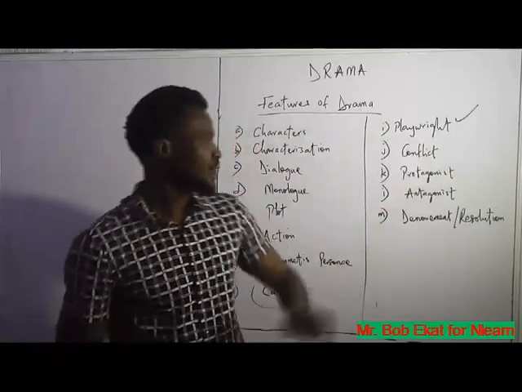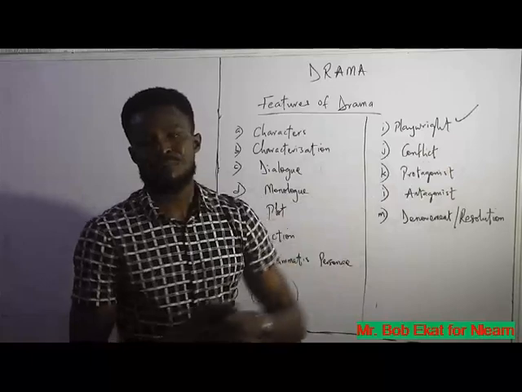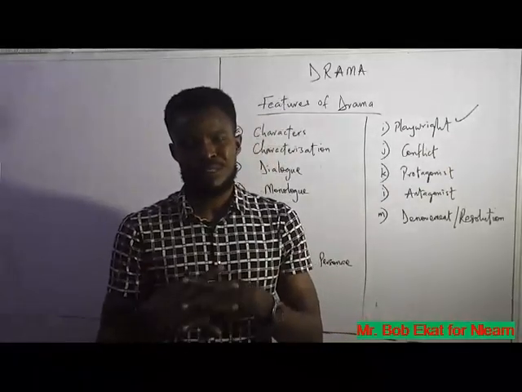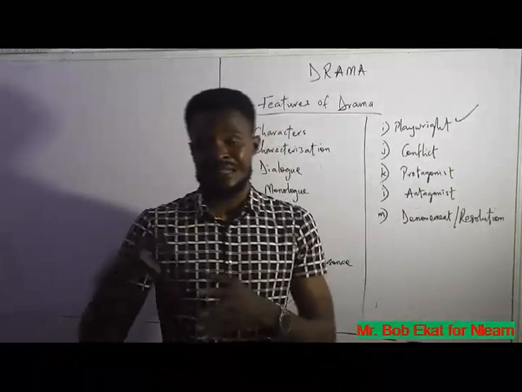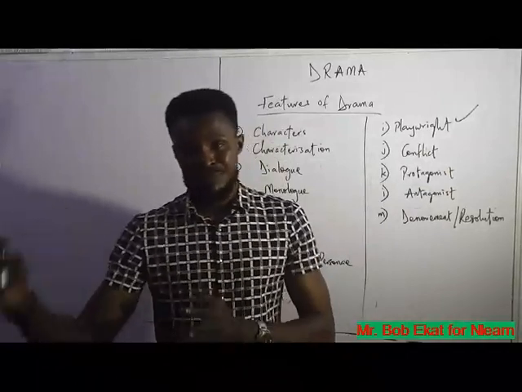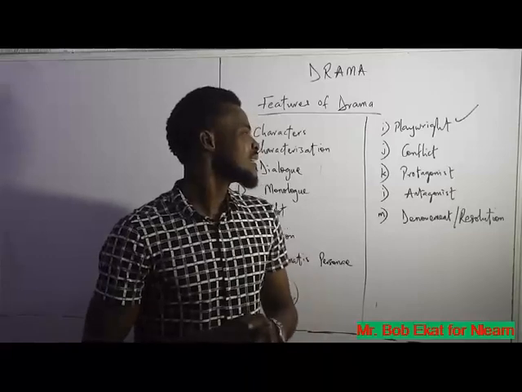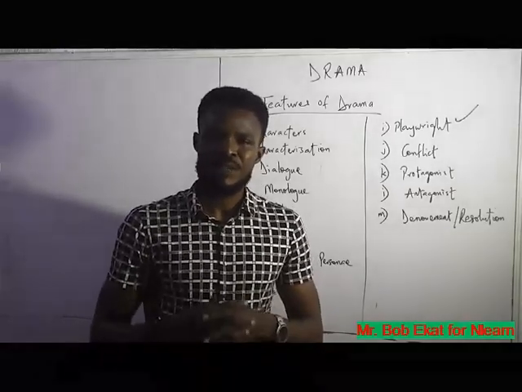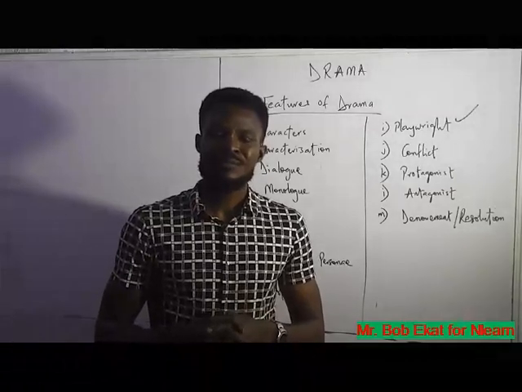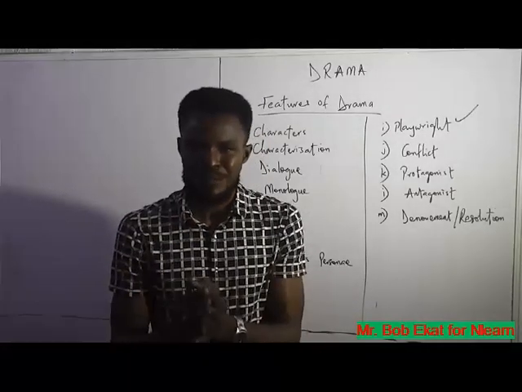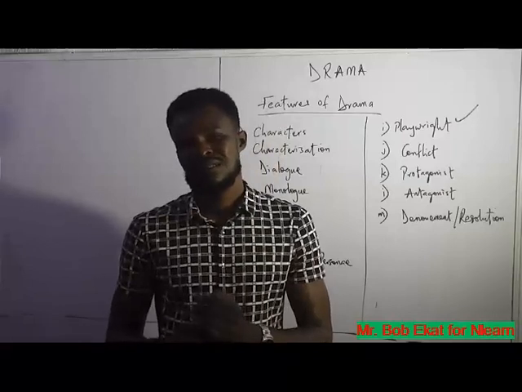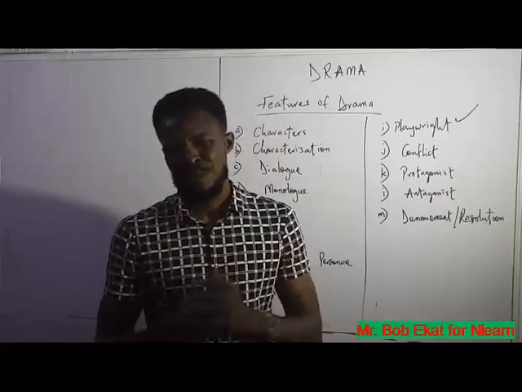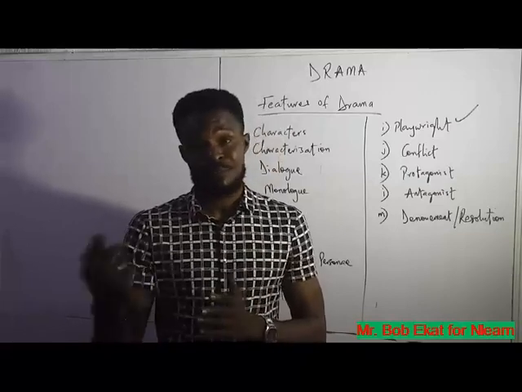Conflict in play is that point of divergence. It is the point of collision between mostly the protagonist and the antagonist, the actor and the boss. It is the point where an issue that divides the house in a play happens. Every play must have a conflict. Same for prose, same for novels.